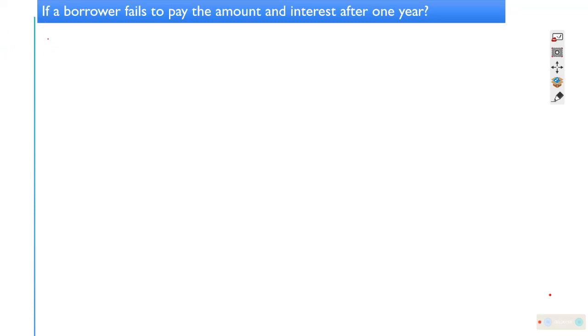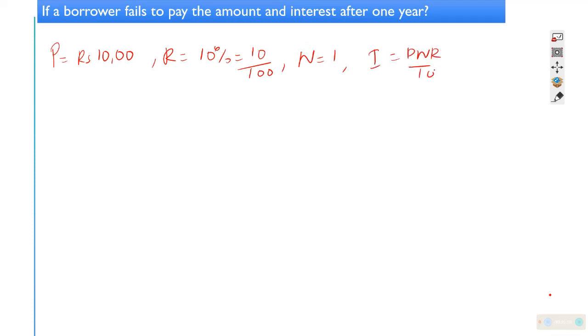The situation tells that he borrowed, or if you are depositing, that is also principal. The principal is equal to rupees 10,000, and the rate of interest is equal to 10%. Number of years, 1 year. And the interest at the end of first year will be PNR upon 100, which will be equal to 10,000 into 1 into 10 upon 100, which is equal to 1,000. Zeros cancelled. That means the amount at the end of first year must be 11,000 he has to pay.